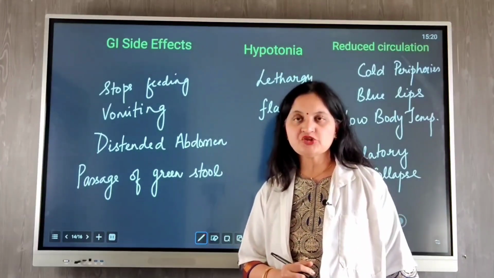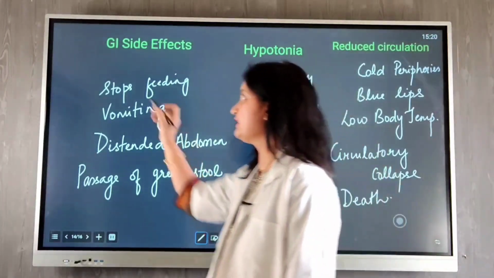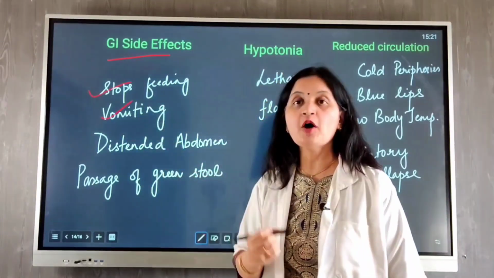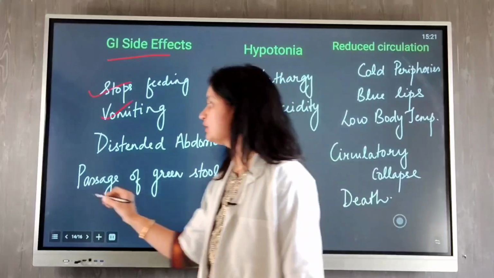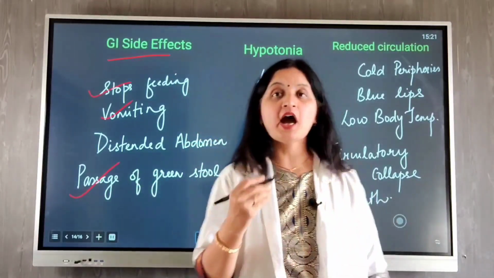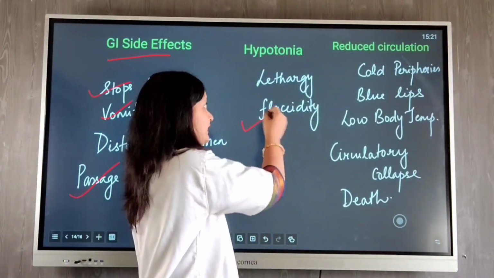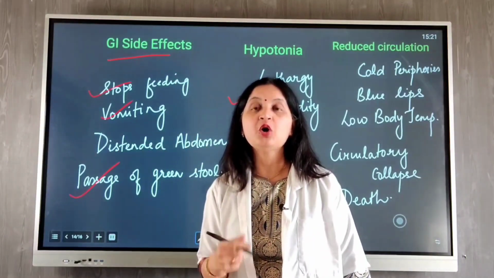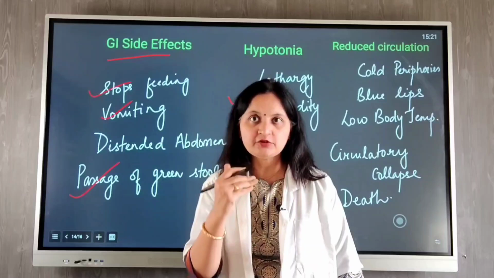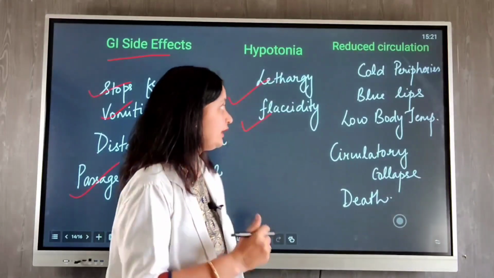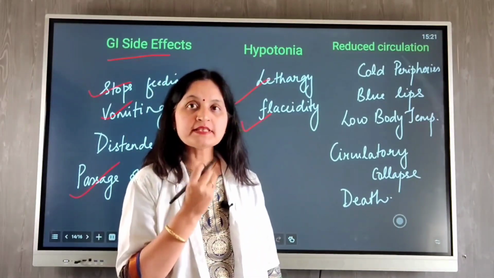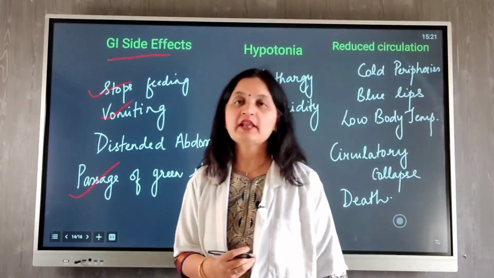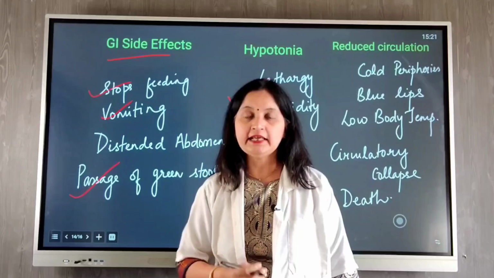So what are the manifestations of grey baby syndrome? It manifests as GI side effects. The baby stops feeding, there is vomiting, the abdomen appears distended, and there is passage of green stool. There can be hypotonia, where the muscles become flaccid and the baby becomes lethargic. There can be reduced circulation leading to cold peripheral extremities, low body temperature, hypothermia, blue lips, grey skin or cyanosis, leading to circulatory collapse, irregular respiration and death of the baby.